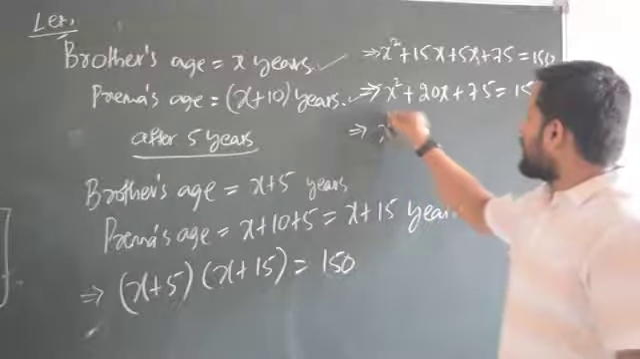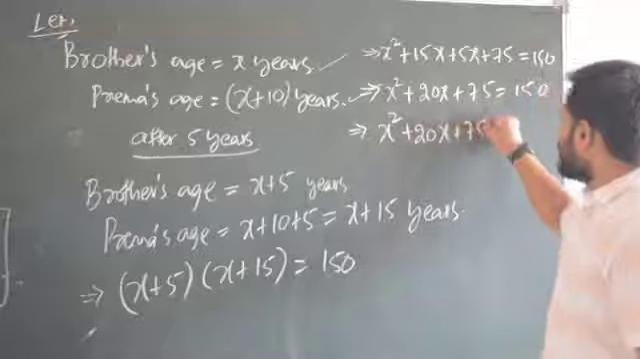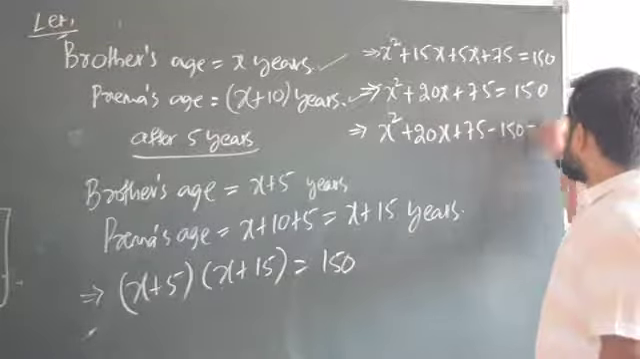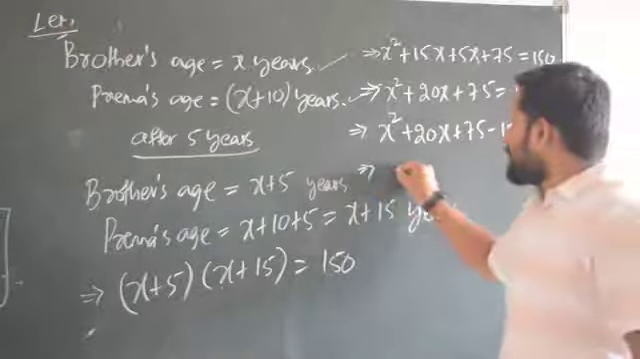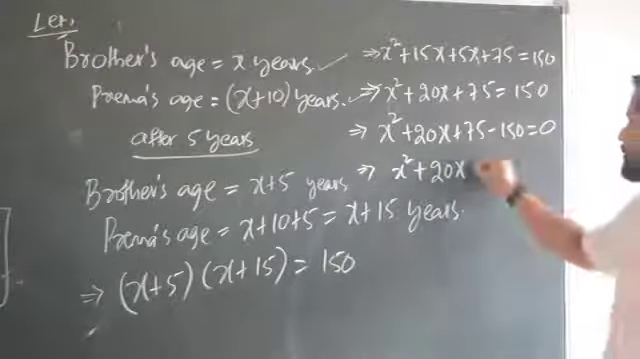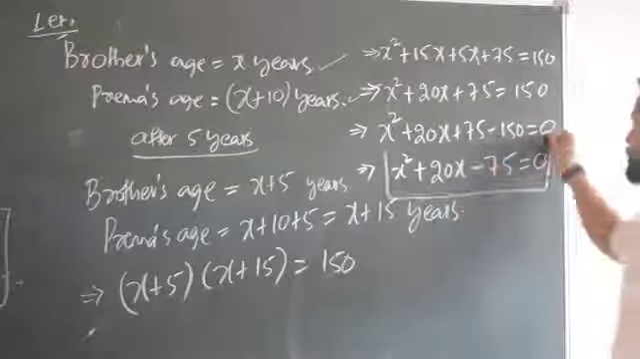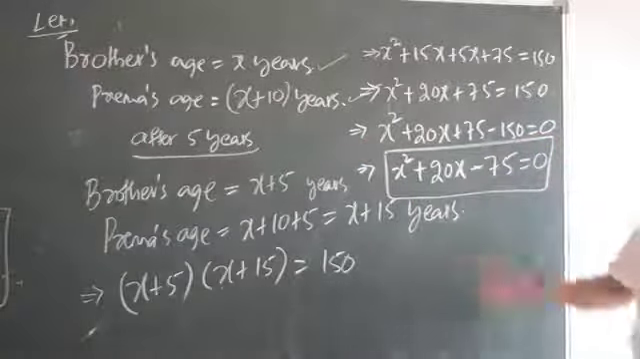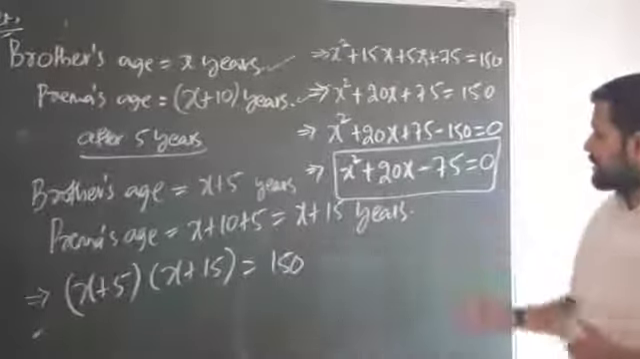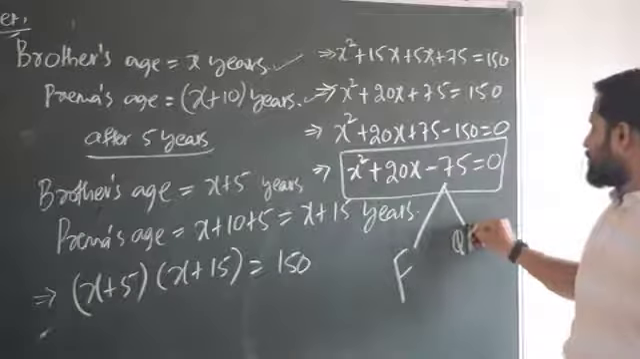Then I am going to have x square plus 20x plus 75 minus 150 is equal to 0. Then x square plus 20x, then 75 minus 150 is minus 75, and that is equal to 0. So now we have got this quadratic equation. Look at this quadratic equation. Now by using this quadratic equation, you can use factorization method or you can use quadratic formula.